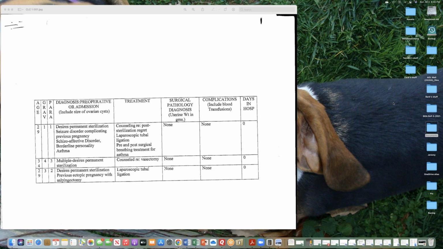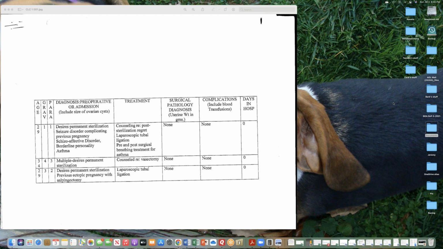Okay, so looking back, and Victoria's point, multiple, what does that mean? I think what they meant here was multiple, they've had multiple pregnancies or they have multiple children, a multigravida patient, for example, a multiparous patient. So more multiparous. But again, it's a little unclear the way it's listed. Desires permanent sterilization, that part's fine.